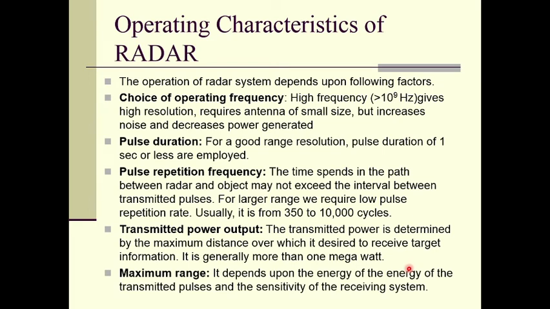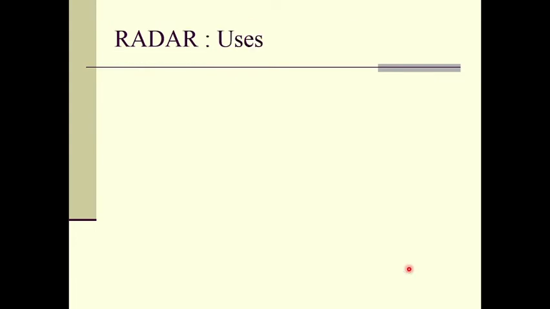Maximum range. The maximum range of the radar depends upon the energy of the transmitted pulses and the sensitivity of the receiving signal, right? So if the energy we are transmitting, that means the transmitted output power, is high, and if the sensitivity of the receiving system is good, then we can have a very large range of the radar. Otherwise there will be limitations on the range of the radar.